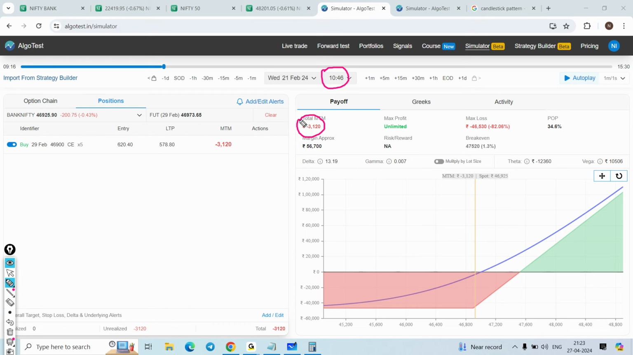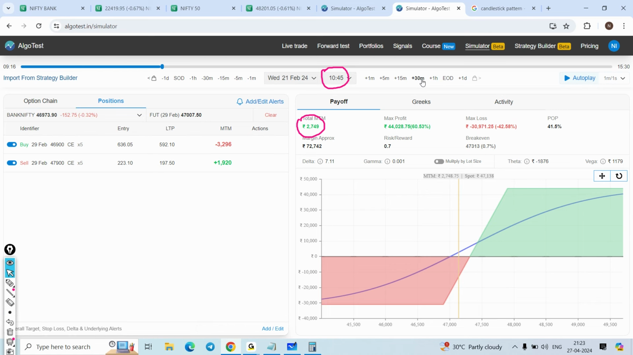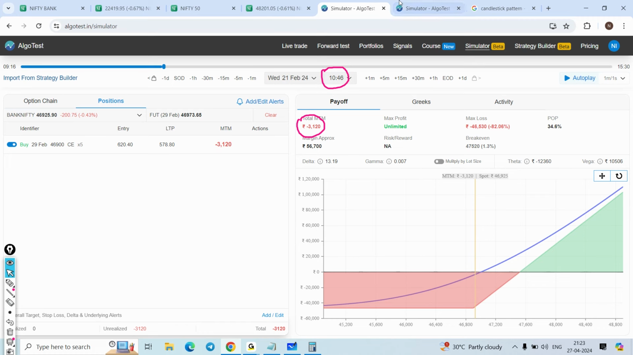At 10:46, a 3,000 loss. I'll go with the same hedged position also. I'll show you this. 1 hour, 30 minutes. Can you see what's happening? Can you see the big difference here?